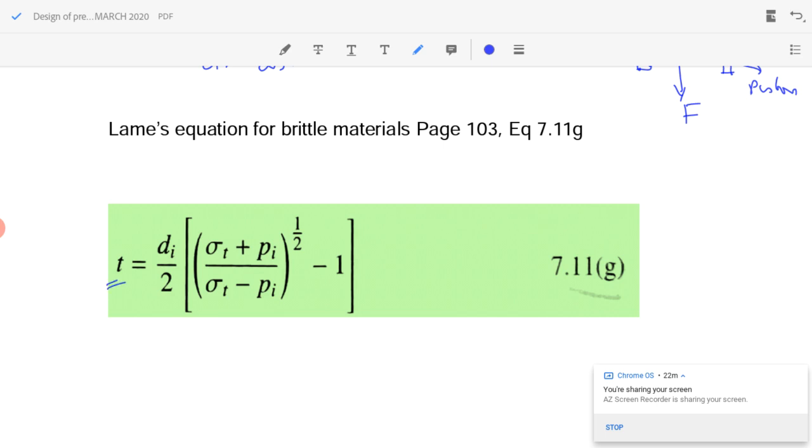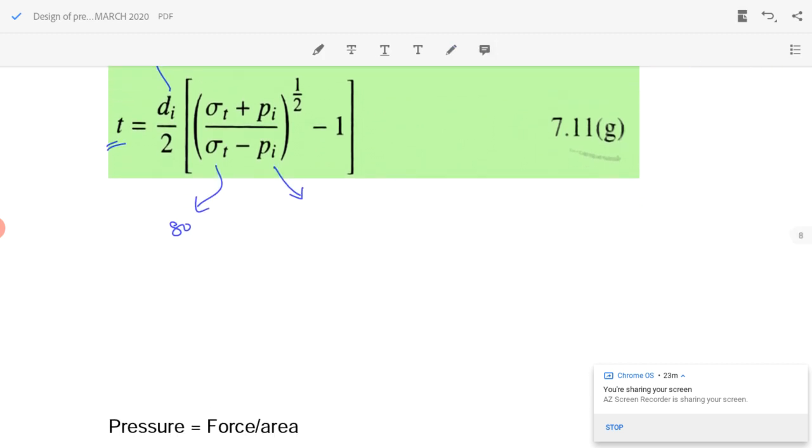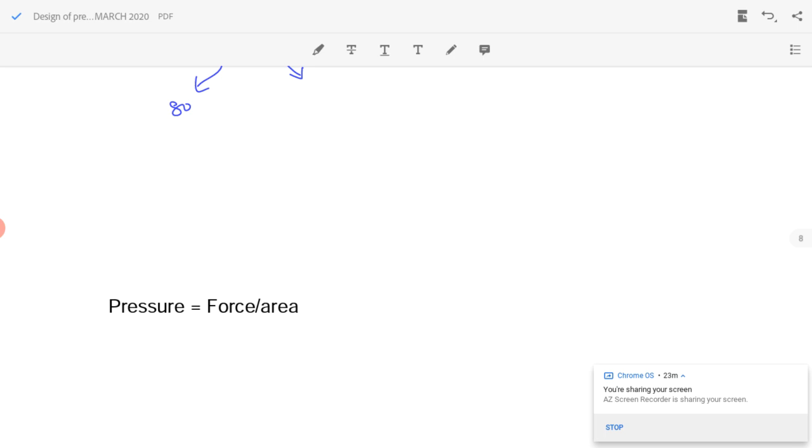What is the thickness of the wall? Here internal dia is given as 250 mm. Sigma t is the maximum tensile stress, equal to 80 megapascal. Since factor of safety is not given, I am taking that value as such. Pi is the internal pressure, which is not given directly, but I can find it. How will I find the internal pressure? Internal pressure equals force per area.